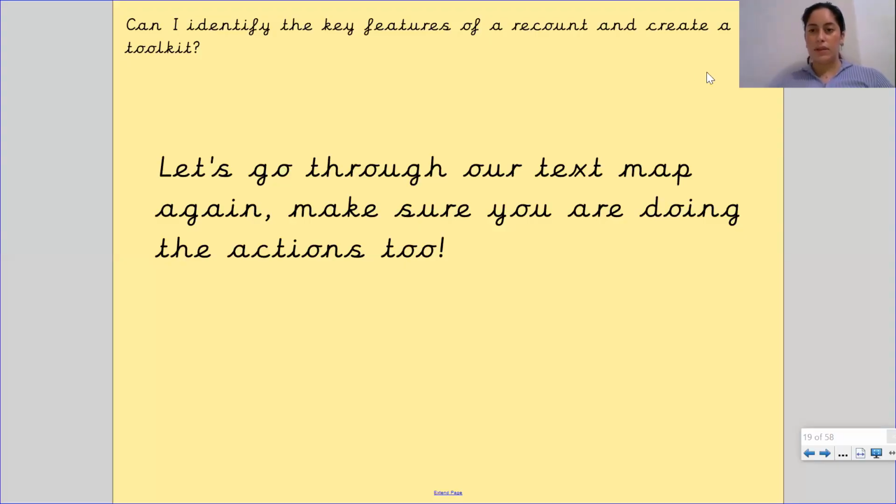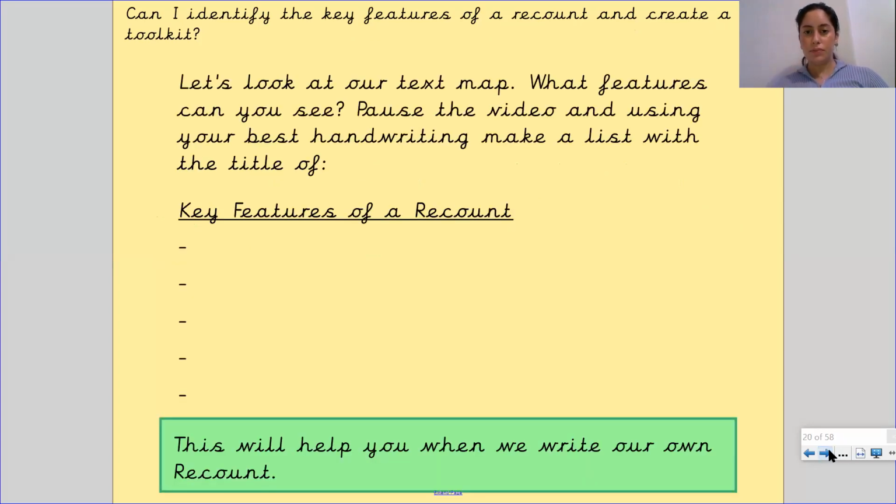Okay, that worked a lot better than yesterday. So now that you've learned the text map and followed it with your actions, we're going to look at the text map with written words, and I want you to pause the video and really look carefully at what you can notice. What features can you see? So I want you, in your best handwriting, to make a list of all the different features that you can see in this recount.